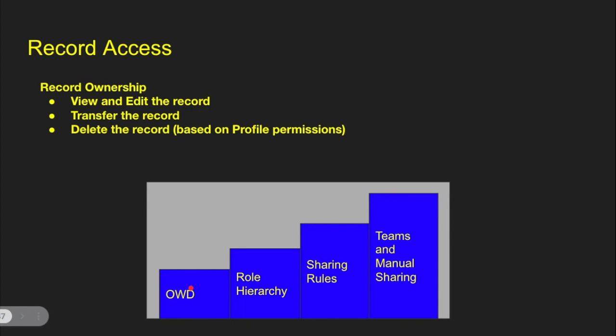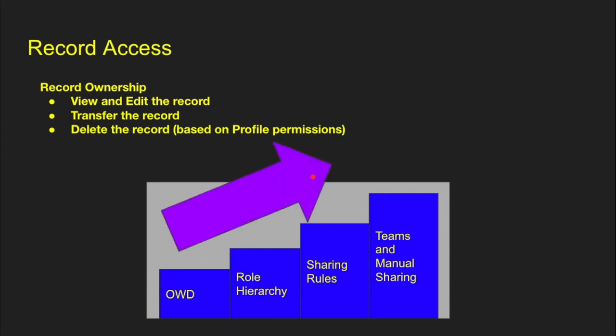Depending on what your org defaults are, this may become a very flat race. It could be a very steep race. So typically this is the way we go. But if our org defaults are public read write, these other parts don't really matter too much because everyone already has access to those things, providing that the profile gives them access to the record.